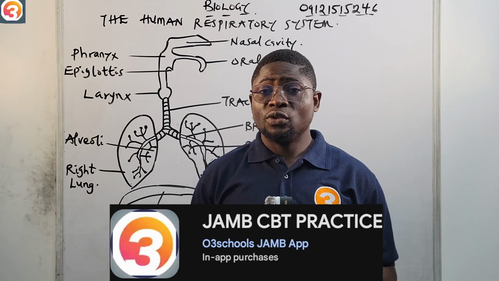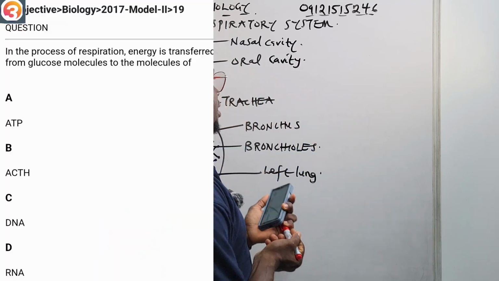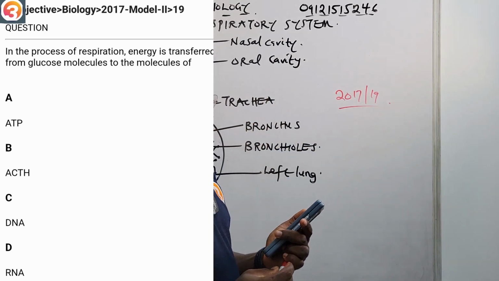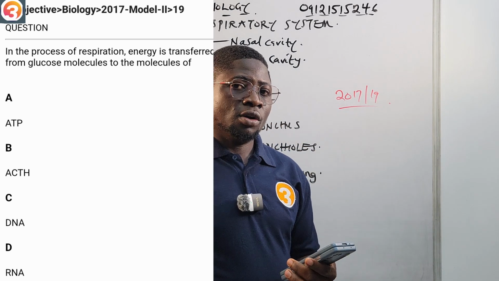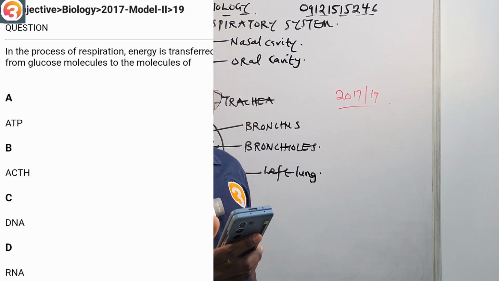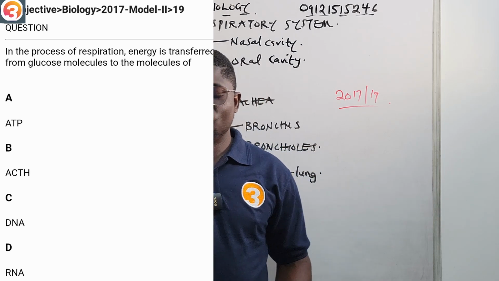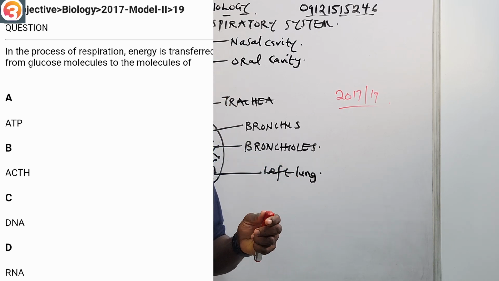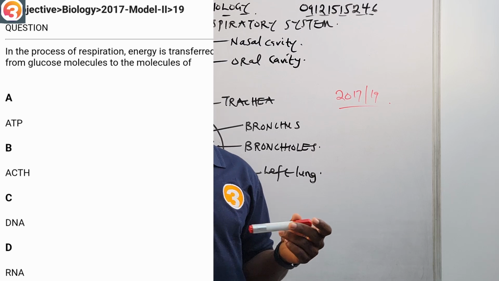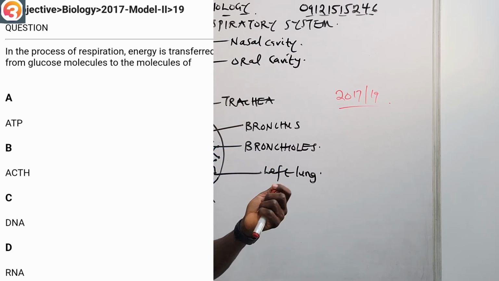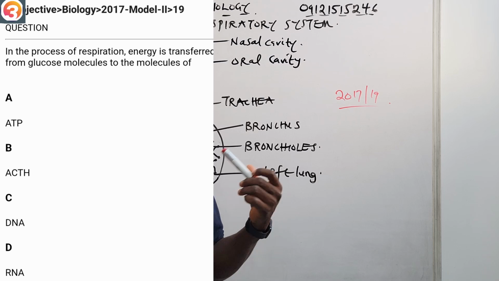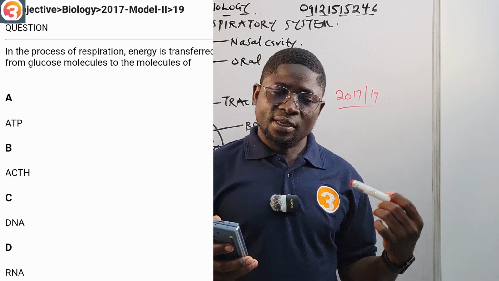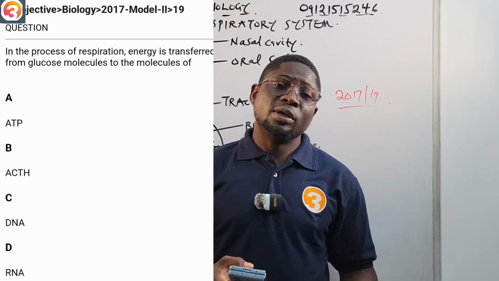This is a 2017 question, number 19. So this was gotten through the question search feature, and now it's been displayed on the screen. It says: in the process of respiration, energy is transferred from glucose molecules to the molecules of A, ATP; B, ACTH; C, DNA; D, RNA. If you do not know it, you do not know it.